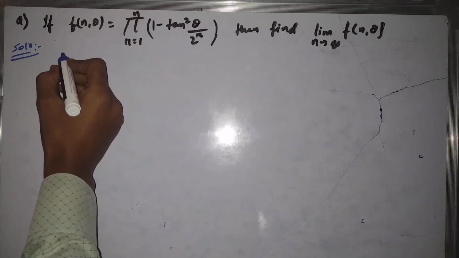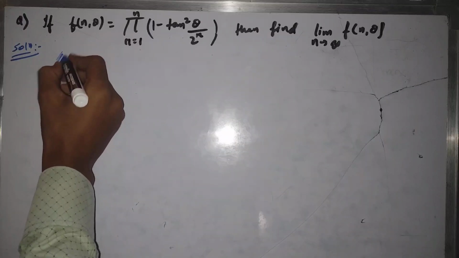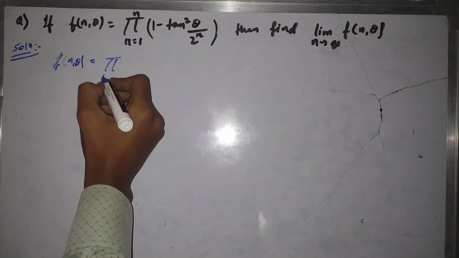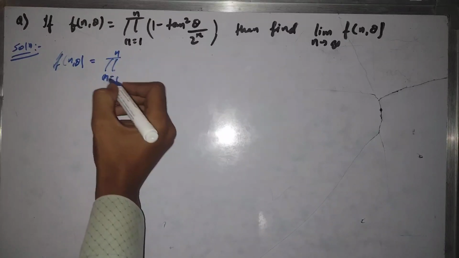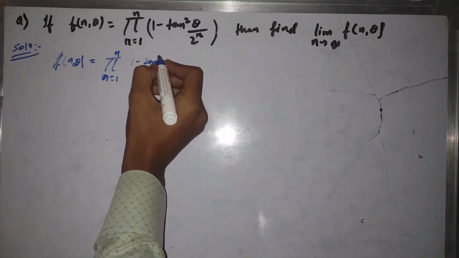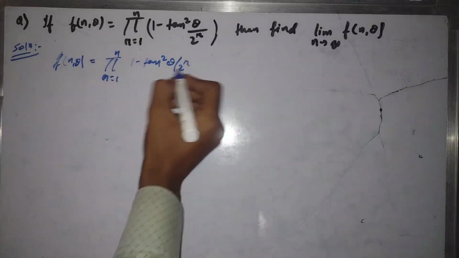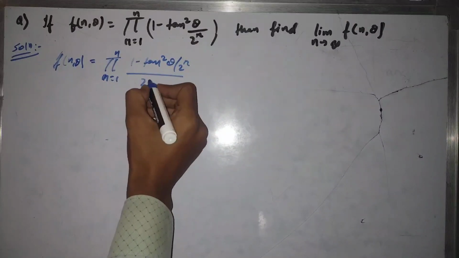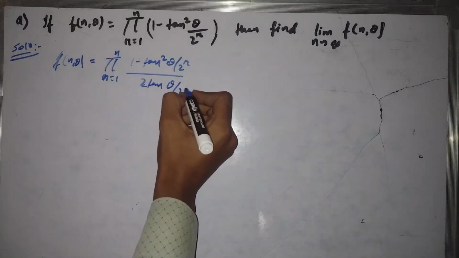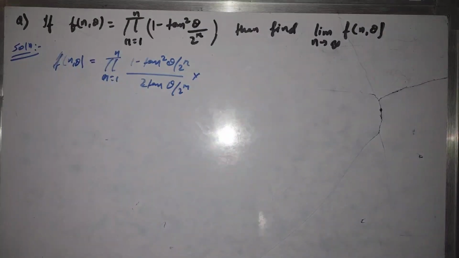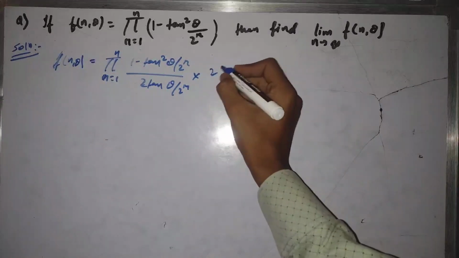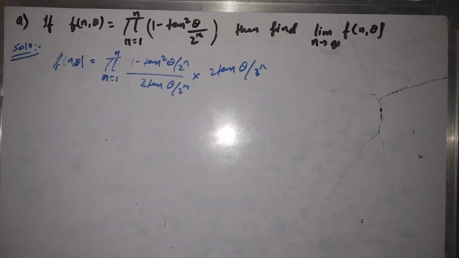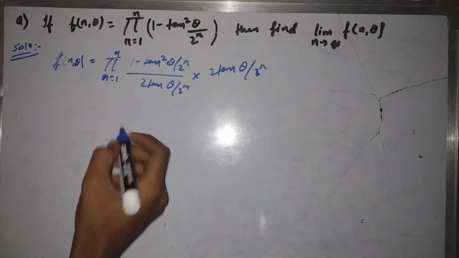So f of n theta equals the continuous product, r equals 1 to n, of 1 minus tan square theta upon 2 to the power r. What I'm going to do is multiply by 2 tan theta upon 2 to the power r, and because I've divided by this, I will multiply it also. So this is 2 tan theta upon 2 to the power r. I just did this manipulation to get the form of tan 2 theta.